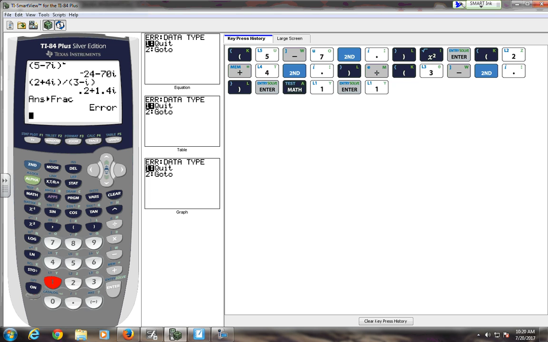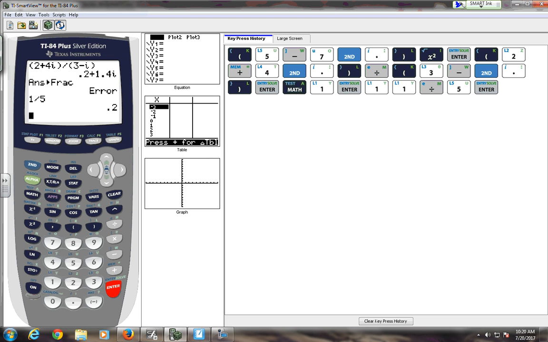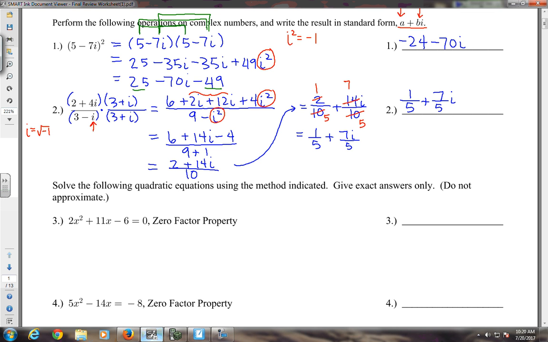Notice the calculator told me the answer was 0.2 plus 1.4i. Let's look at the real part, 0.2. We express the real part as 1/5. Notice the decimal form of 1/5 is 0.2. So ours is correct. The imaginary part, the coefficient there is 1.4. We use the fraction 7/5. Let's look at the decimal value of 7/5. It is 1.4. So 0.2 plus 1.4i is equivalent to 1/5 plus 7/5 i, and we have evaluated it correctly.